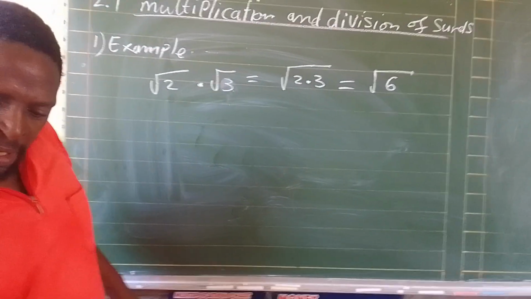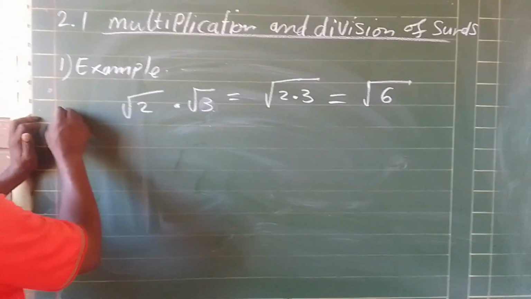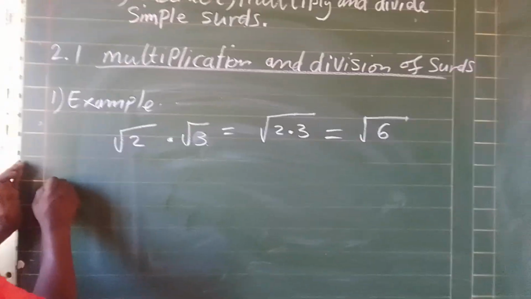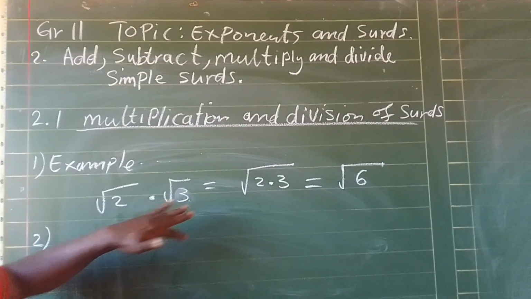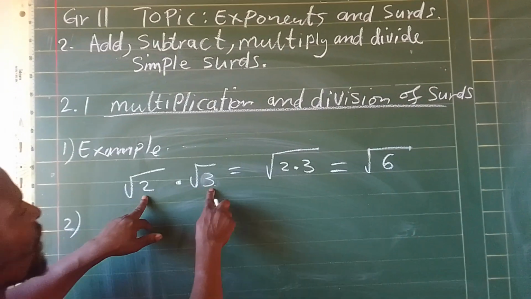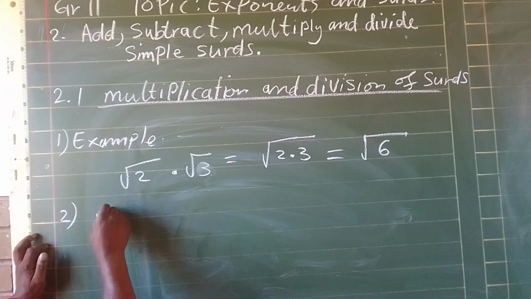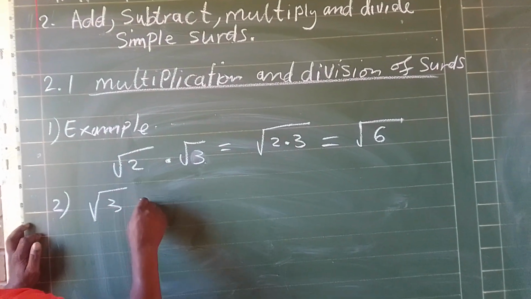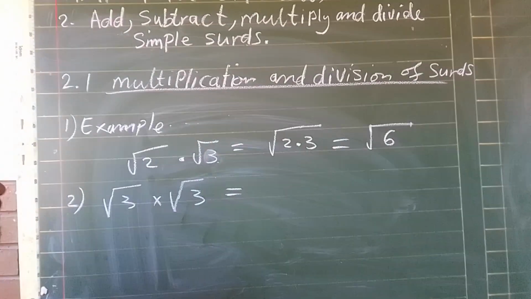Now let's take example 2. Those were 2 different numbers. Now it is going to be the same number. Let's say the square root of 3 multiplied by the square root of 3. Let's see what is happening.